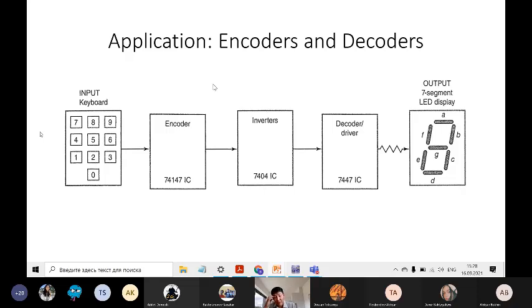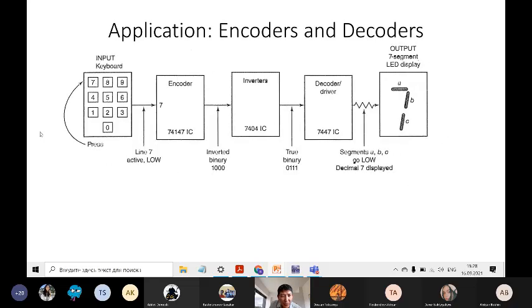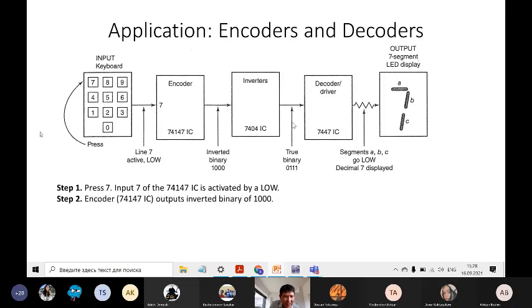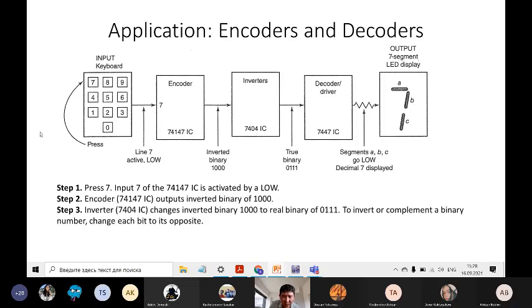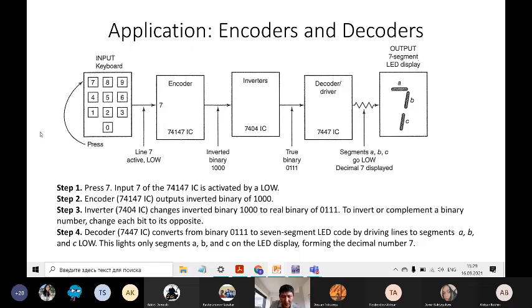So actually this kind of lab you will do tomorrow. Here, for example, we press 7, and input 7 of the integrated circuit is activated by low. This you should understand. On the input we have some high value, for example 1, but when you press 7, here will be low. There's some procedure for how it works, so you can also see it in the book.